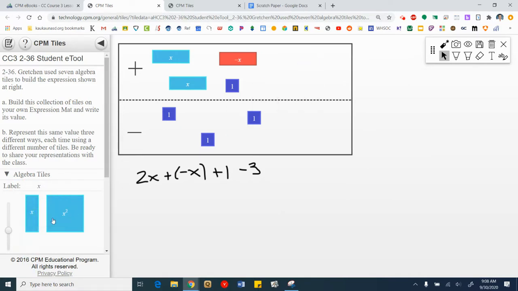Another way I could think about this is if I add an x, I can also add a negative x. I could add 2 x's and add 2 more negative x's. These are all going to have the same value as this expression. The opposites cancel each other out.